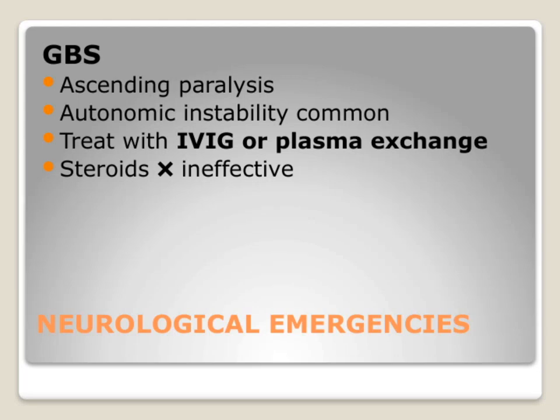Let's talk about Guillain-Barré syndrome, or GBS. One of the hallmark features is ascending paralysis, meaning it usually starts in the legs and moves upward. It's important to recognize that autonomic instability is common in these cases, which can affect heart rate, blood pressure, and other involuntary functions. When it comes to treatment, intravenous immunoglobulin, or IVIG, and plasma exchange are the mainstays and have been shown to be effective.